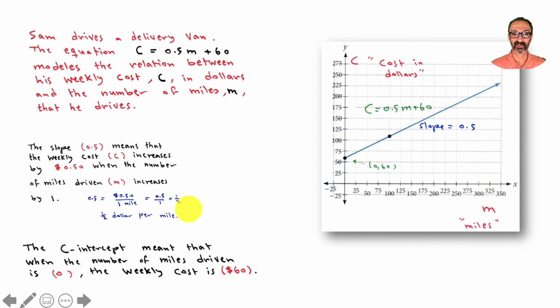Or seeing it as a fraction, you're gonna rise 1 every 2 miles, so you're gonna increase by $1. So it's gonna cost you $1 for every 2 miles you drive, or it's gonna cost you 50 cents for every mile you drive. So that's the concept of slope in real life and the y-intercept. Okay, let's see some more examples.